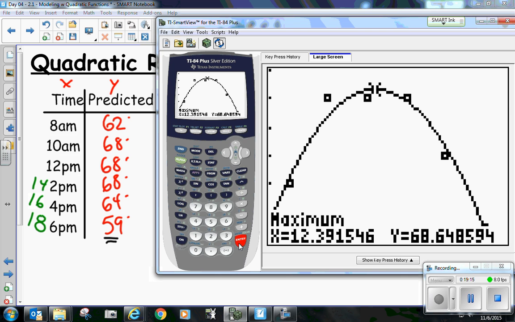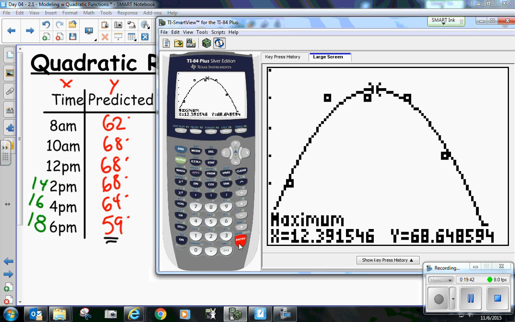68.64. Exactly what we got. We did it algebraically, 68.6. Is that cool? What do you mean, did I do 0? Oh, you mean what function? Max. I want to pick the maximum, because that's the vertex, because the parabola opens downward. So I have a max. What if the parabola opened upward? I'd have to find the minimum. Absolutely.